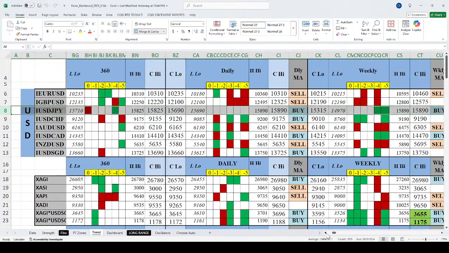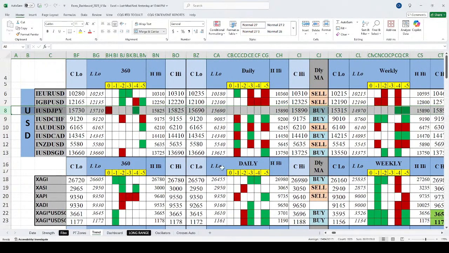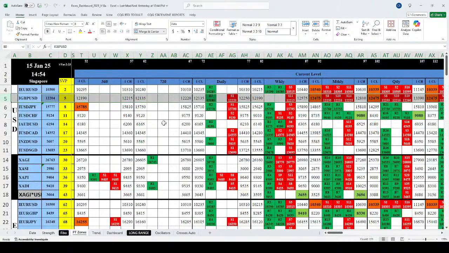So we are getting mixed signals. Overall, I think we have not seen any weakness yet, because even your 360 we have not seen any red. Which means to say that we have not seen the price turning down. So this is going to be a cautious sell or cautious buy. Okay, let's see next one.